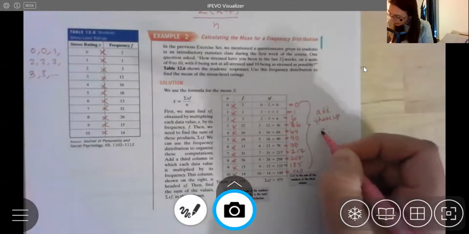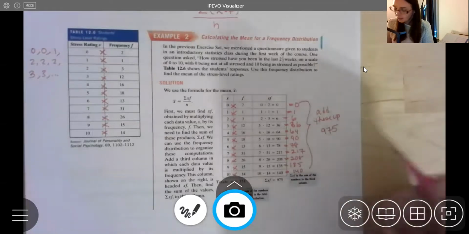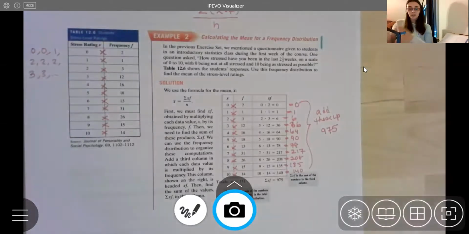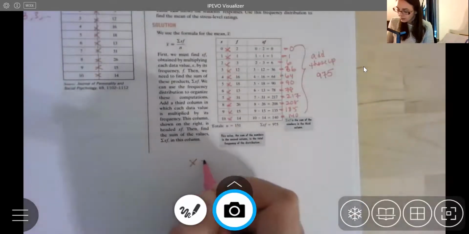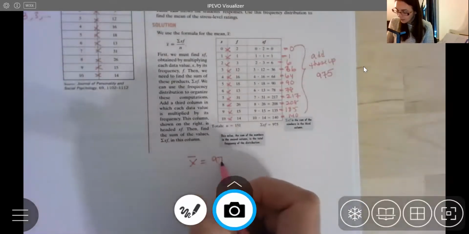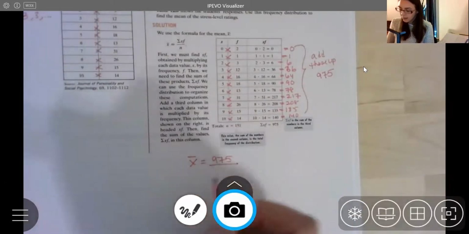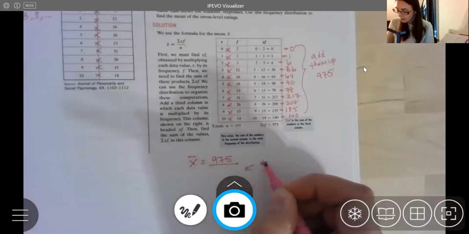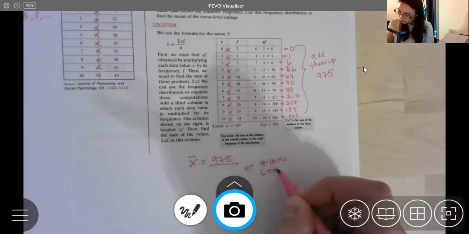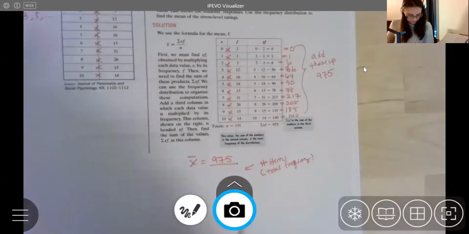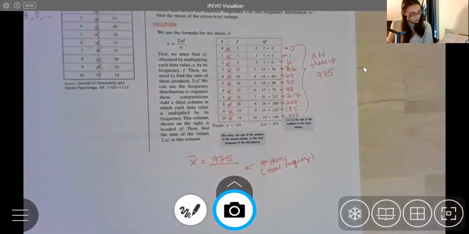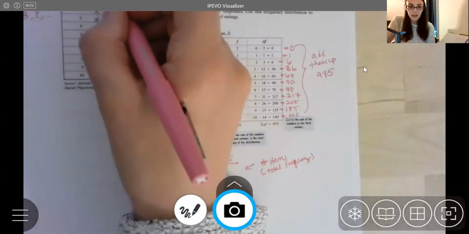And when I add them up, I get 975. Now, we're not done. This is our total. So your mean here is equal to this 975 divided by the number of items. And that is your total frequency. So my total frequency here would be this right here.